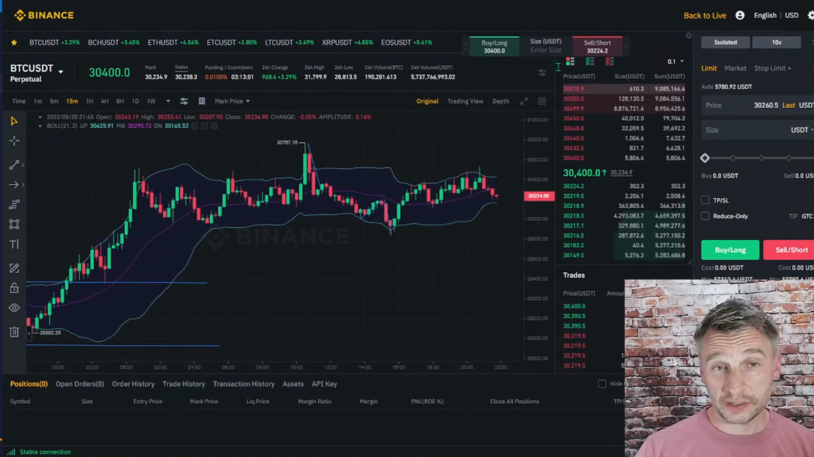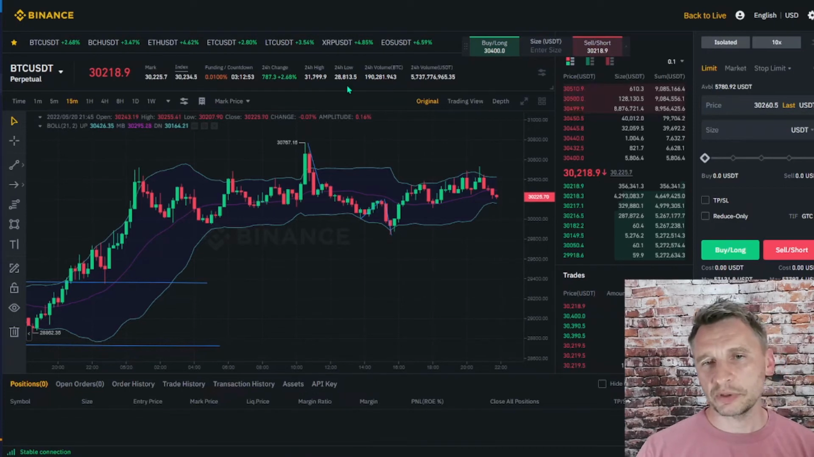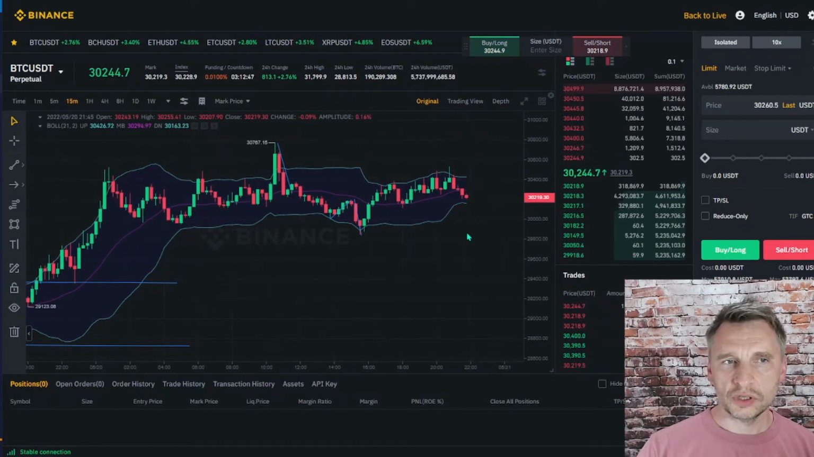We're going to short it because it's at 30,000. The highest price was 31,000. The lowest is 28. So I'm assuming that the price of Bitcoin might continue to go down for a little bit longer before it decides to go back up.